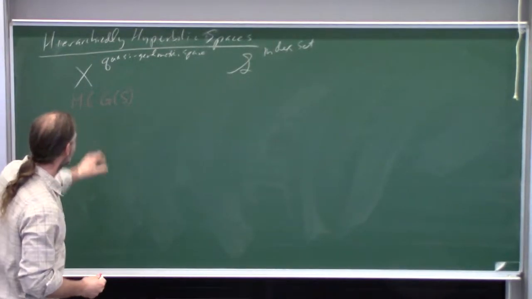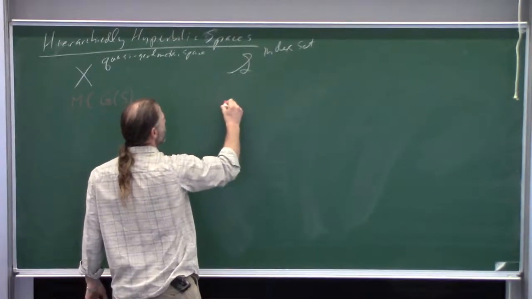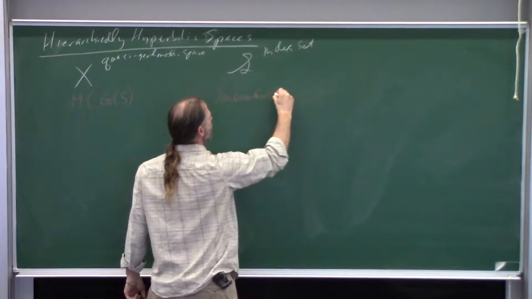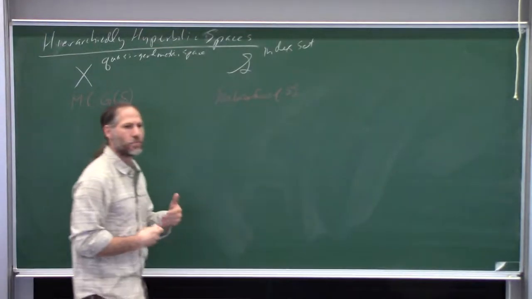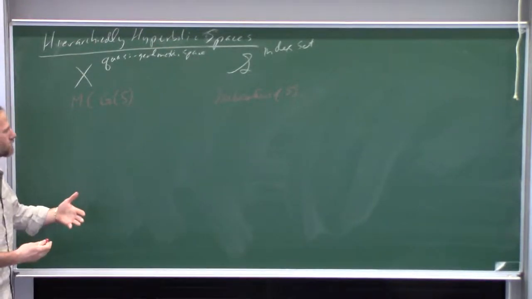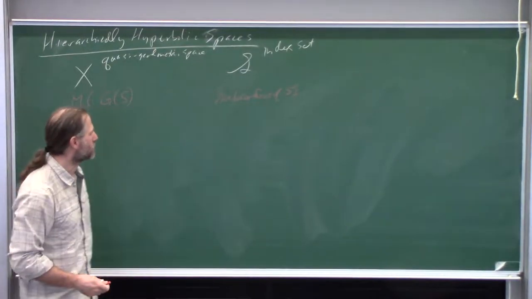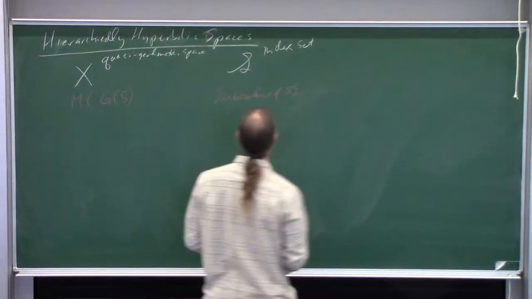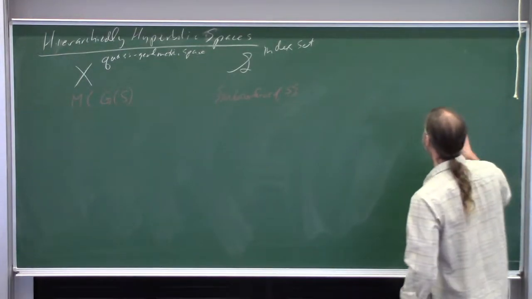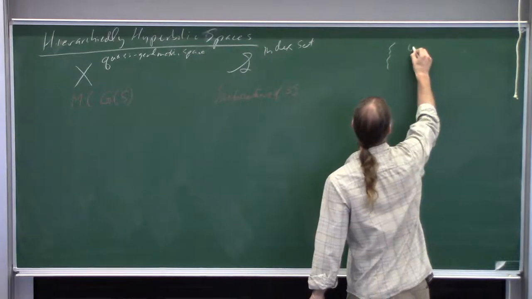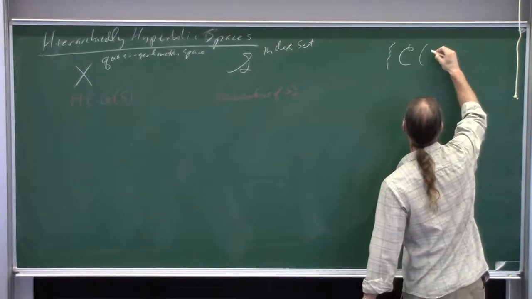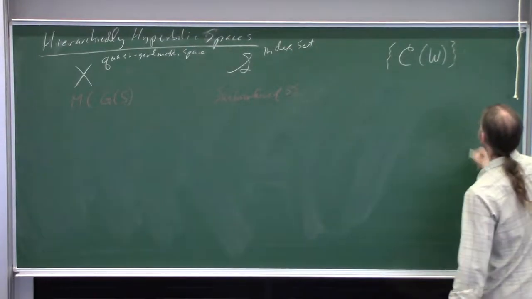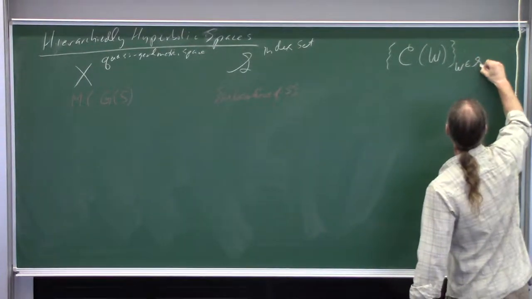So in the case of the mapping class group, this is the set of subsurfaces of S. So by subsurfaces, I mean non-trivial pi-1 injective subsurfaces considered up to isotopy. So that's going to be my index set. Okay, and then what's it going to index? Well, it's going to index a collection of, which I'll call C of W, where W ranges over the index set.